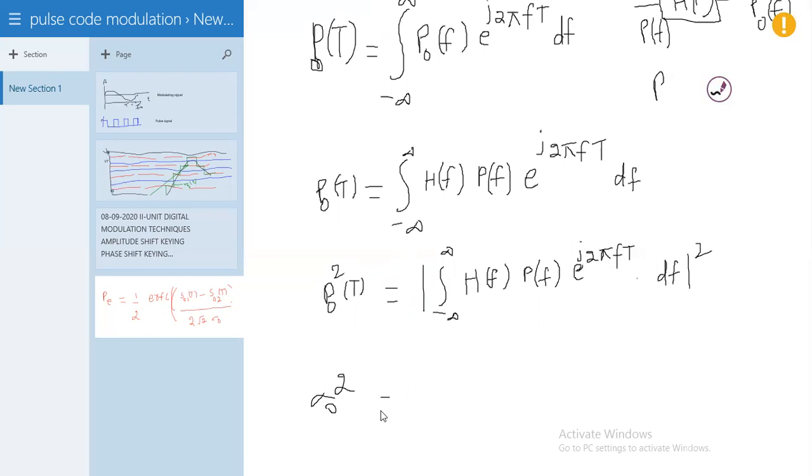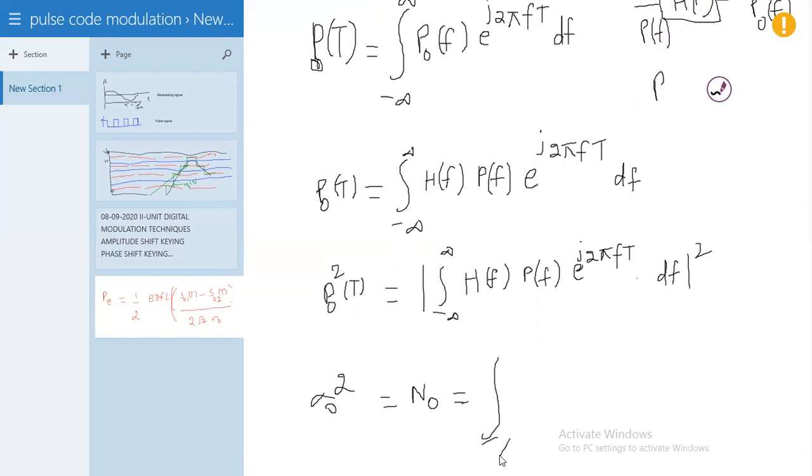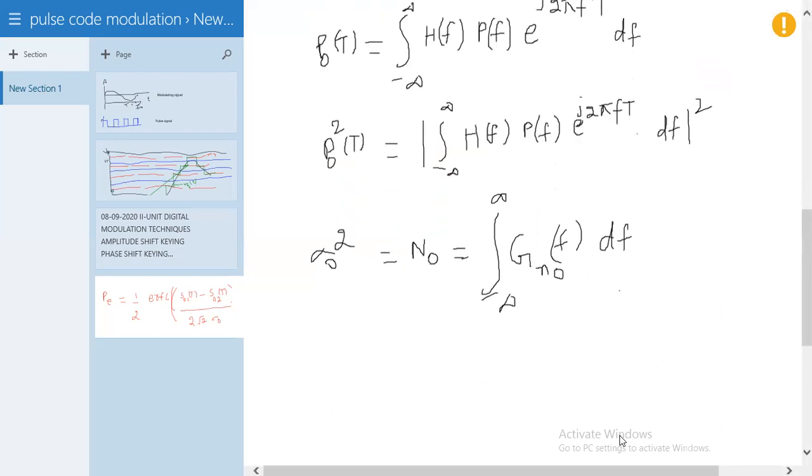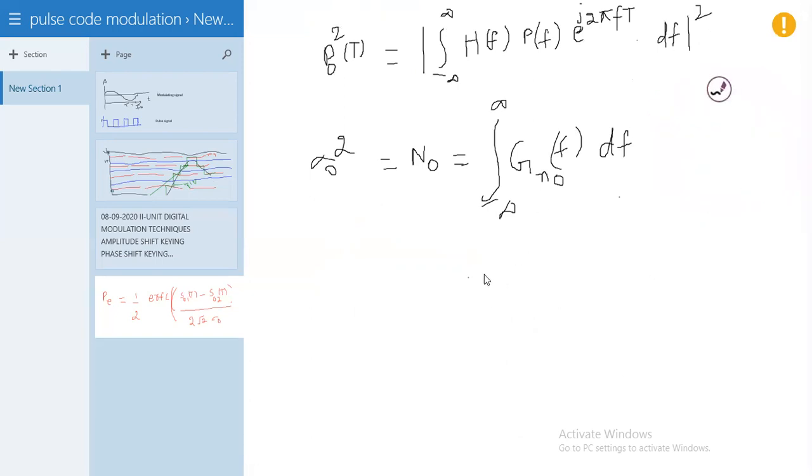Sigma naught square is the noise power at the output of the filter. Generally we can write it as the integration from minus infinity to plus infinity of g n naught of f df. So this is the formula for calculating noise power. Here, what is g n naught of f? Here the filter is there, and the transfer function is h of f.